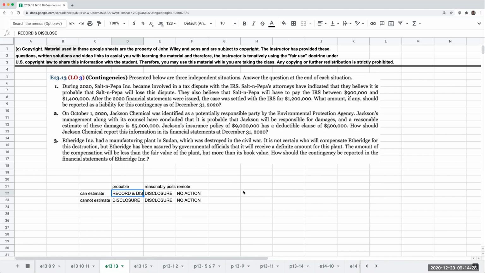So again, this is a gain contingency, and the amount received will be in excess of the book value of the plant. Gain contingencies are not recorded and are disclosed only when the probabilities are high that a gain contingency will become a reality. So here it's just going to be disclosure, assuming that you've already accrued for the loss of the actual plant. This would be a gain disclosure. And again, gain contingencies are not recorded; rather, they are disclosed only when the probabilities are high that a gain contingency will become a reality.